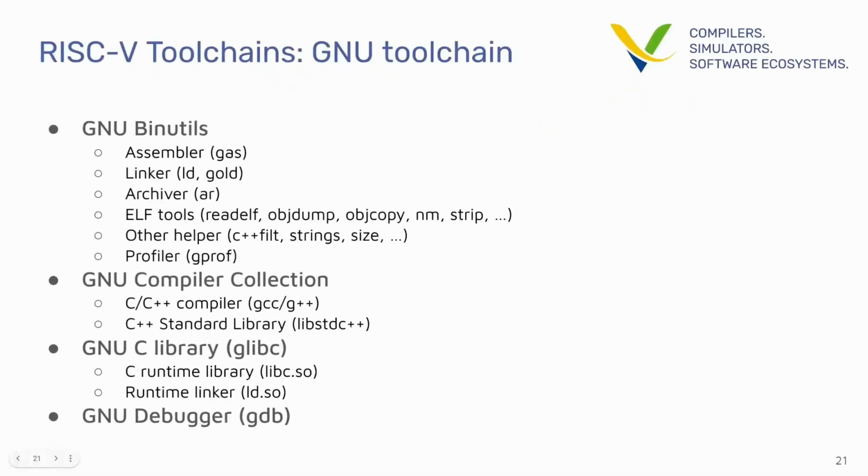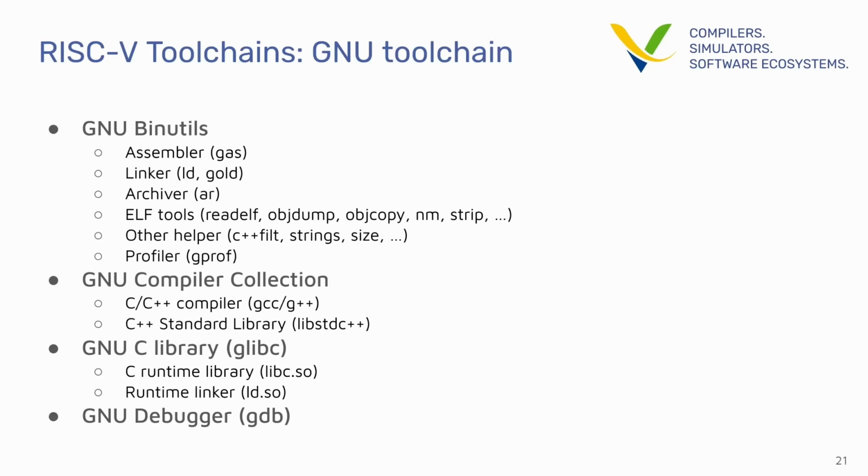So let's get a bit more concrete and have a look at what the GNU toolchain consists of. The main building blocks are of course the GNU binutils, which bring the assembler, GAS, the linker, LD or its alternative gold, the archiver, AR, various ELF tools like readelf, objdump, objcopy and so on, other helper tools and the profiler gprof.